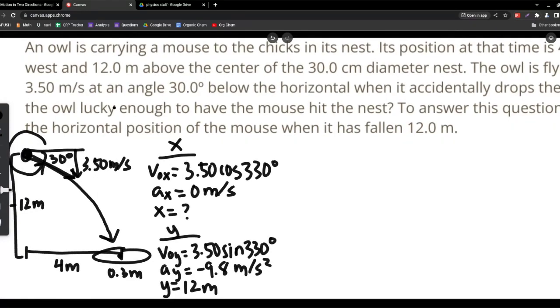Well, the only component that x and y are going to share is time. So we're going to have to solve for time. Looking at x right now, we only know 2 components, so we're going to have to look at y. And for the y, we know 3 components. If we use this equation right here, we will be able to figure out the time. So let's plug in our values.